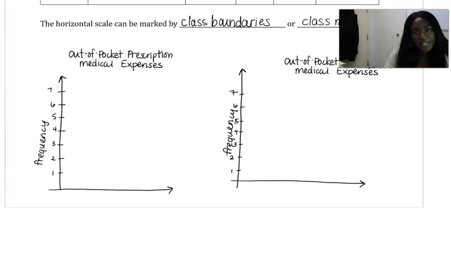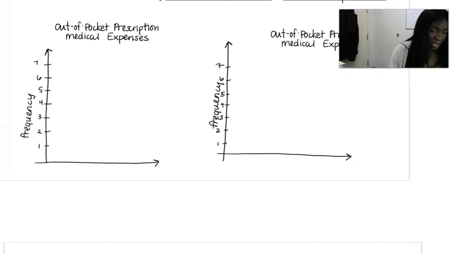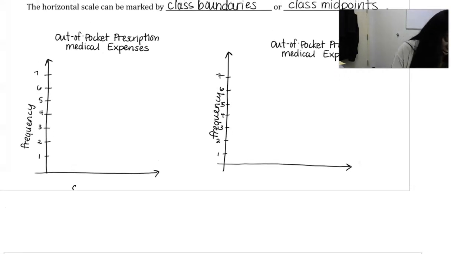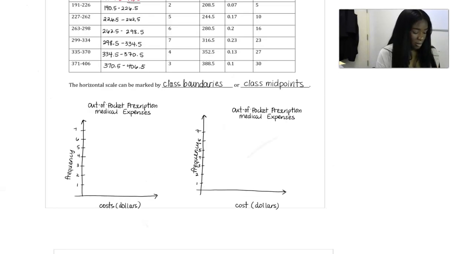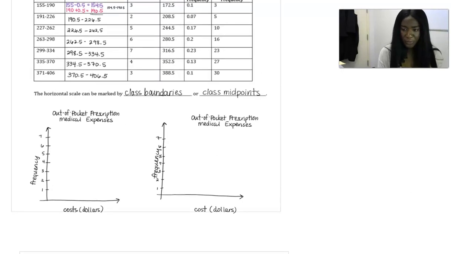The horizontal axes on both of these histograms is going to be showing the cost or the expense in dollars. It doesn't matter which one of those words you want to use there, cost or expense, because this is also in dollars. I'm going to make sure to include the unit down here with that label. Now let's first work with the histogram that's going to be showing class boundaries first.